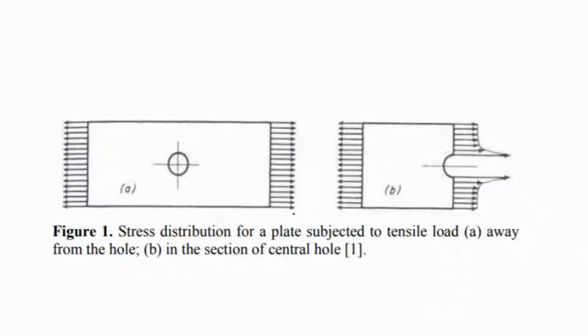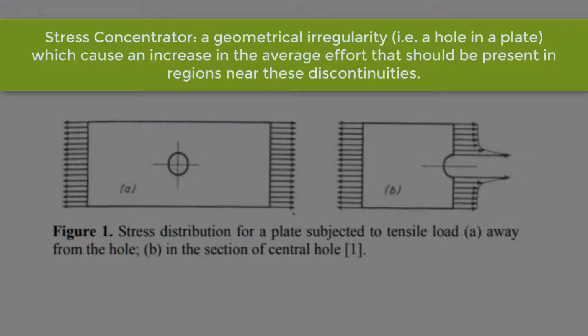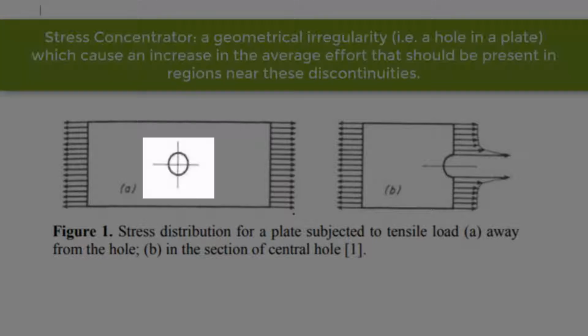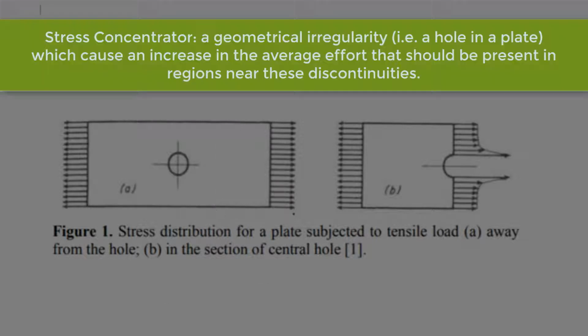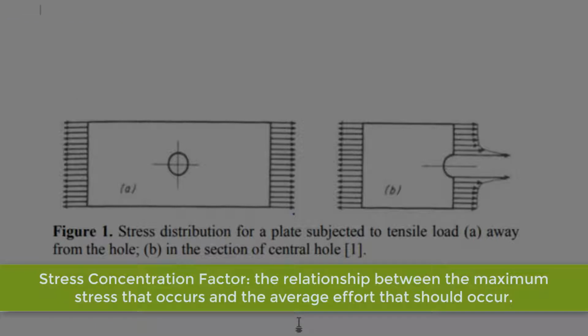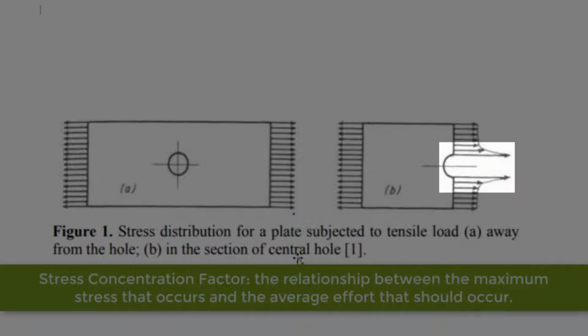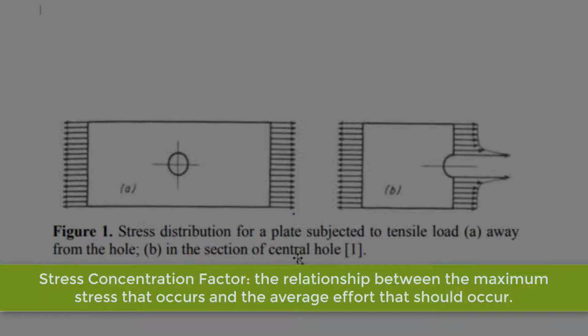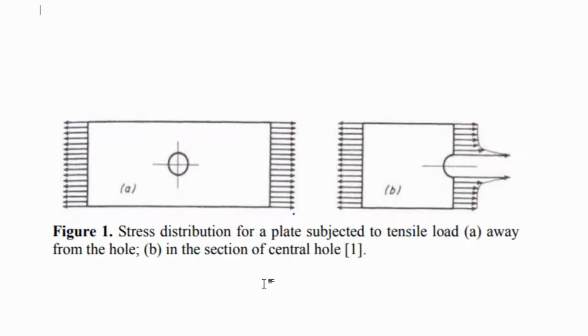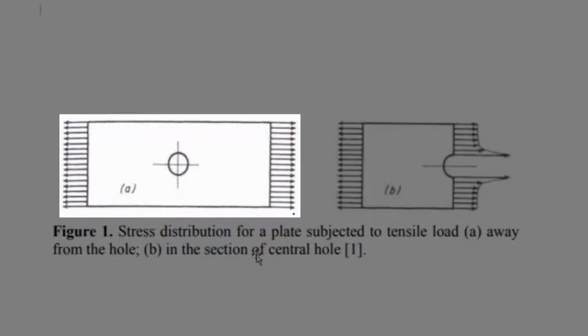Just as a bit of background, stress concentrators are geometrical irregularities, in this case a hole in the plate, which can cause an increase in the average effort that should be present in the regions near these discontinuities. The relationship between the maximum stress that occurs and the average effort that should occur is defined as stress concentration factor. A typical example of a stress concentrator is a rectangular plate with a central hole subjected to a tensile load, as shown in figure 1a.